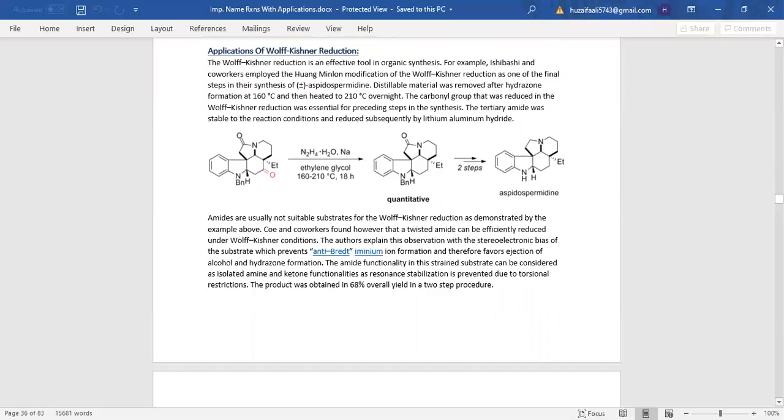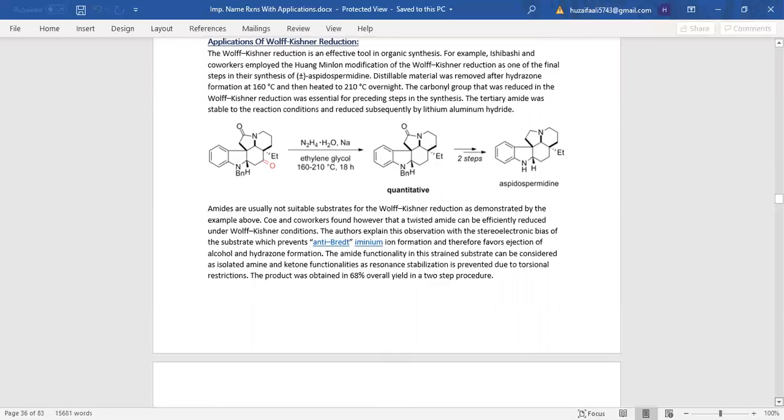The amide functionality in this strained substrate can be considered as isolated amine and ketone functionalities, as resonance stabilization is prevented due to torsional restrictions. The product was obtained in 68% overall yield in a two-step procedure.